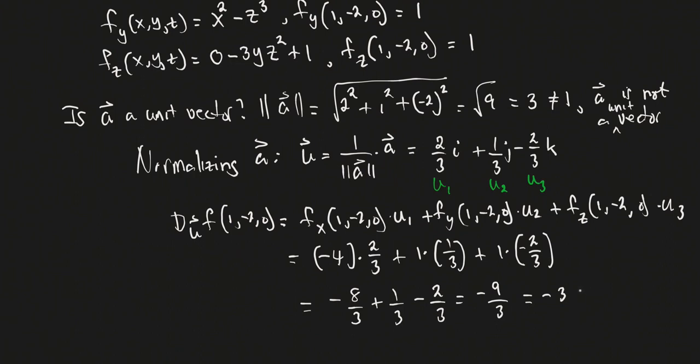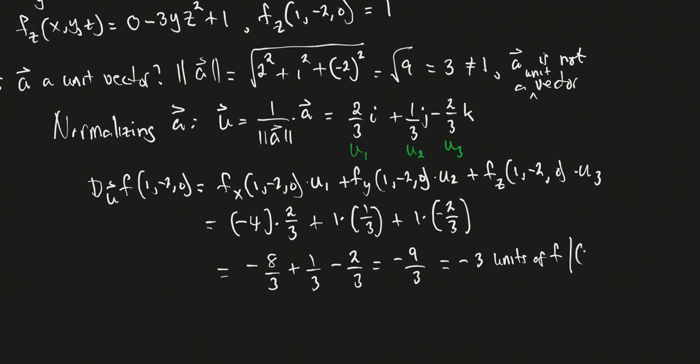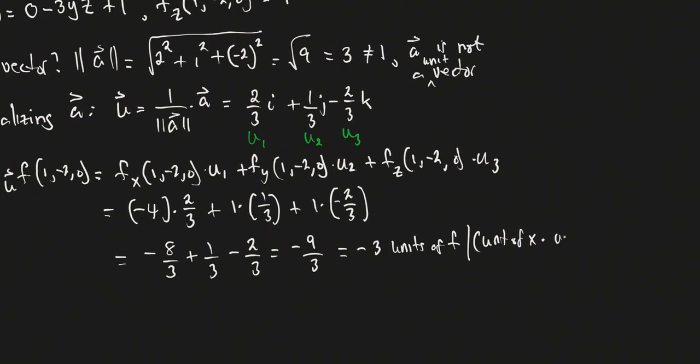So it looks like this. It would be units of f and then per unit of x, unit of y, and then unit of z, right? And there you go. So that's what it looks like.